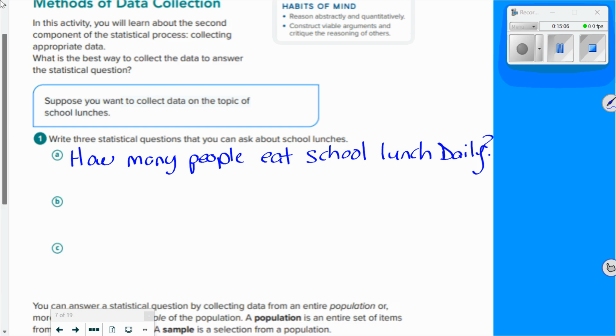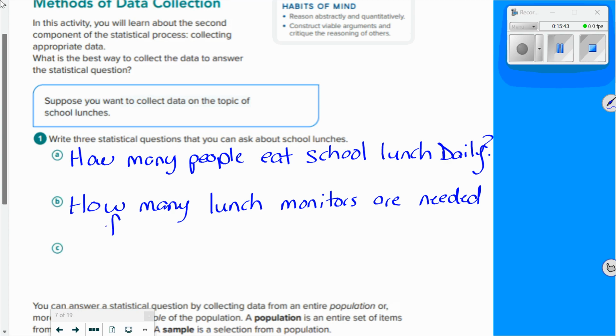How many students enjoy home lunch over school lunch? That would only be one answer unless you made it more specific. Well, no, because A lunch would have an answer and B lunch would have an answer, yes? So how many lunch monitors are needed for each lunch each day?